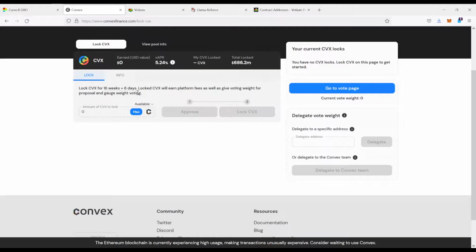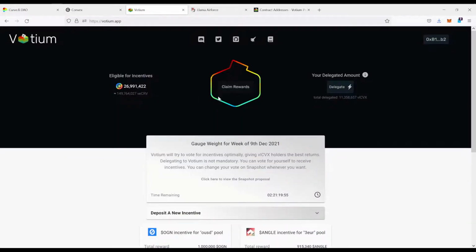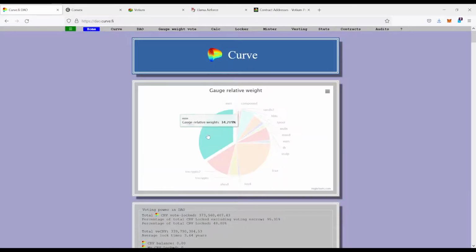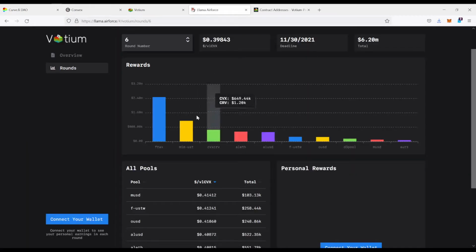And you earn those nice rewards from here. Plus you get those extra incentives from the voting. Now, if you look at the last round, then you see Frax and Mim paid the most. And if you come to the current weights, then you see Mim and Frax have the biggest shares. Most probably because they bribed the users the hardest, right?